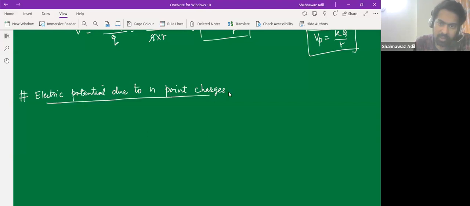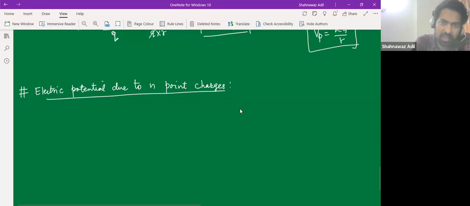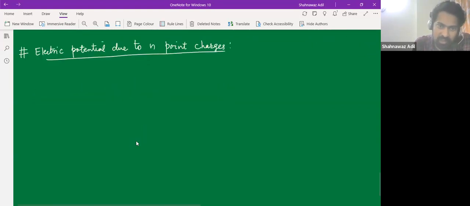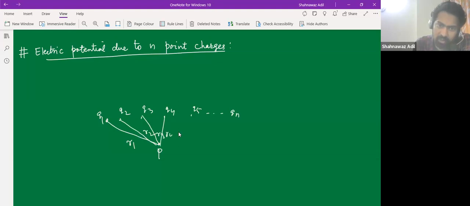Right. So how much would be this thing? So let's say we have this point P and we have these charges. Let's say Q1, Q2, Q3, Q4, Q5, and so on, Qn. So we have n point charges. All these distances are R1, R2, R3, R4, R5, and Rn.